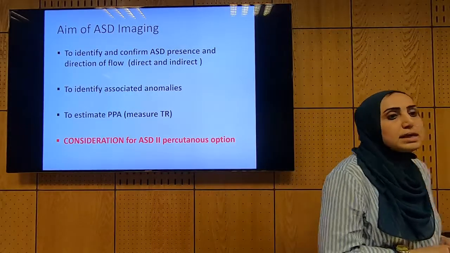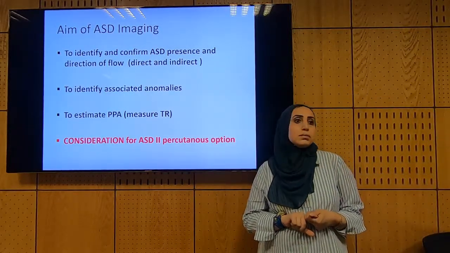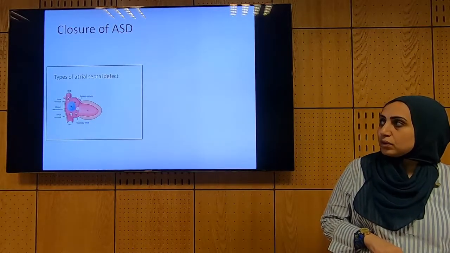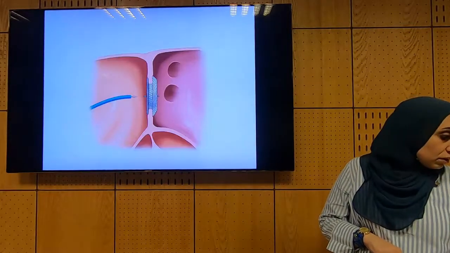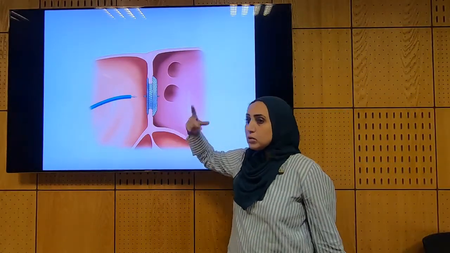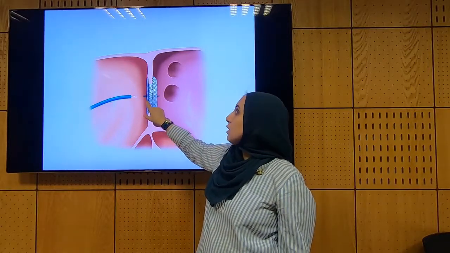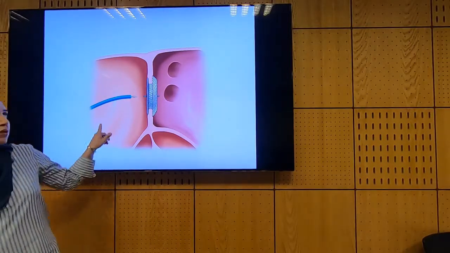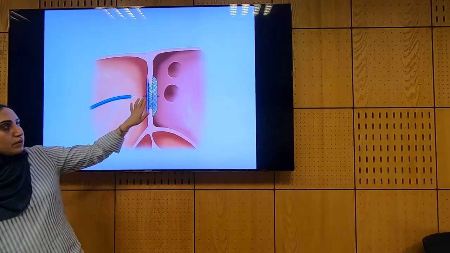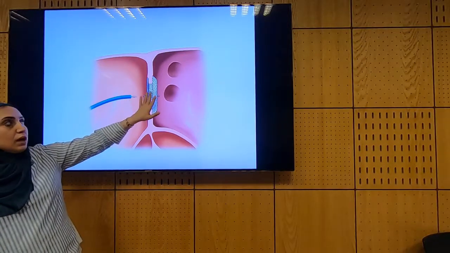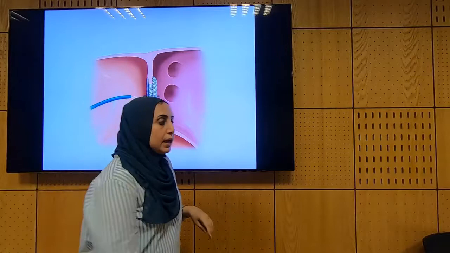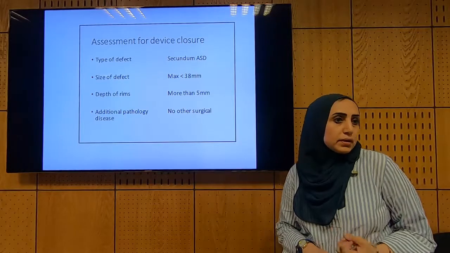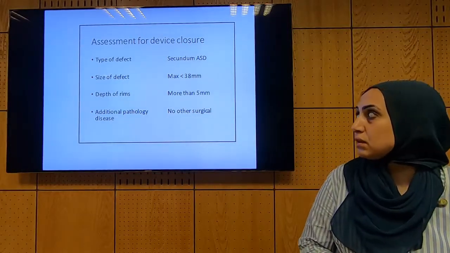As Hatem said, in the ASD secundum, we usually think about the percutaneous option. I think that Abdurrahman gave a good lecture about that, but this is how we think about closing the ASD by cath. This is the device that is delivered to the heart via the right side, through the femoral vein and inferior vena cava, then to the septum, and they close it with double disc devices. By echo, keep in mind that the only defect that can be closed this way is the ASD secundum.